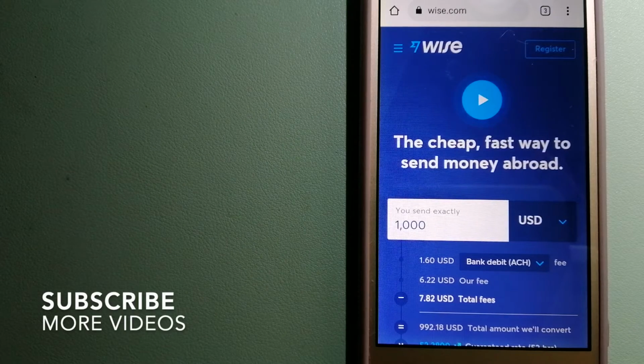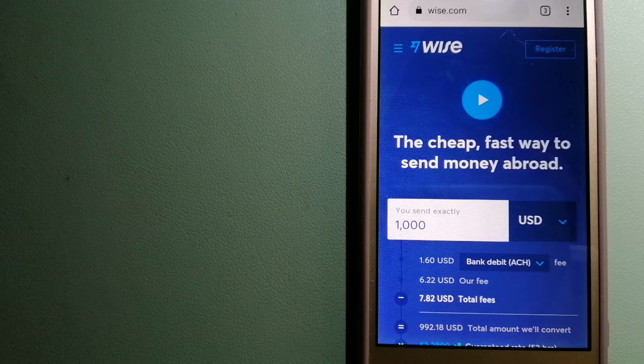Our first option is WISE. Formerly TransferWise, people on every continent around the world are choosing WISE to help them live, travel, and work internationally. They have the fairest and the easiest way to send money overseas.